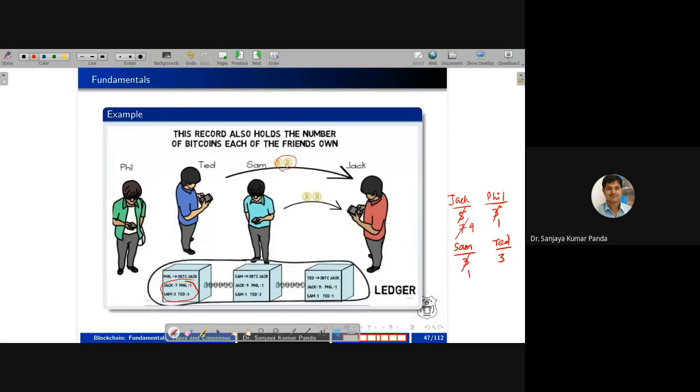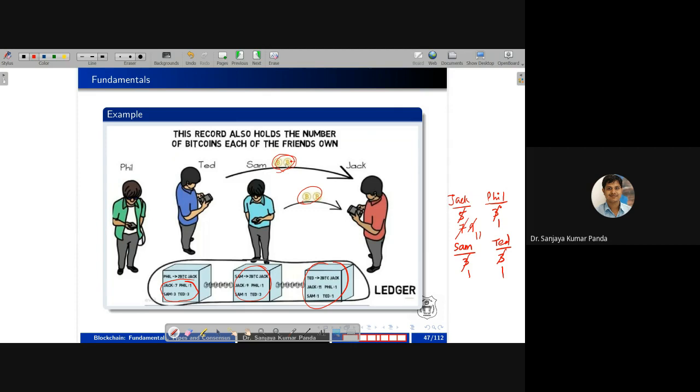Okay, next one. Now Ted wants to transfer, not this one, this one is done. Ted transfers 2 Bitcoin to Jack. So Ted's Bitcoin is also reduced to 1, and Jack's is increased to 11. Now you can see this is the update we are making in the ledger.